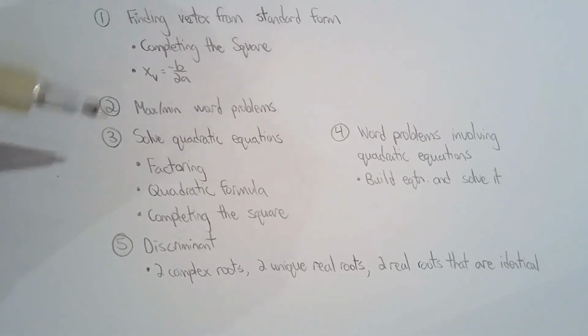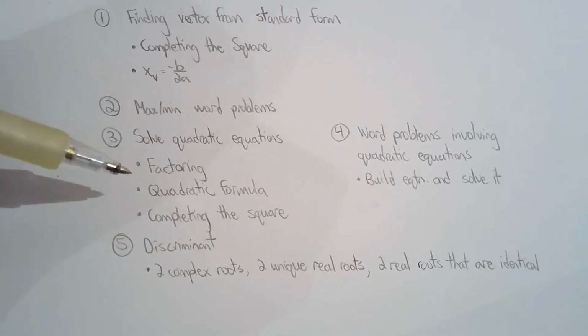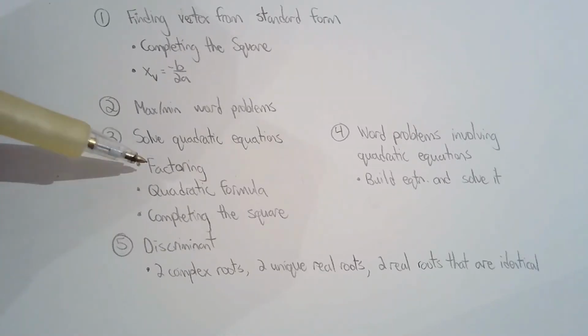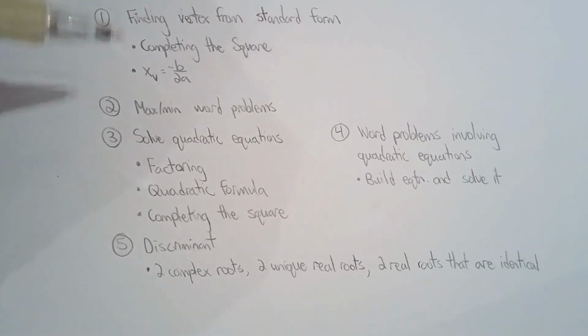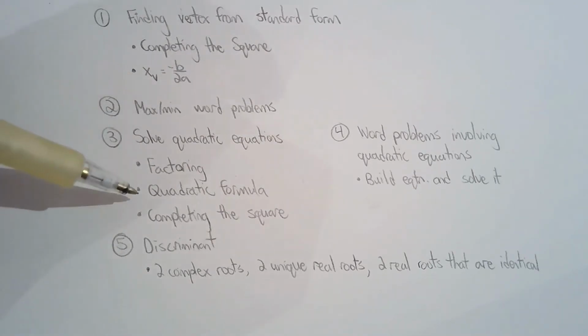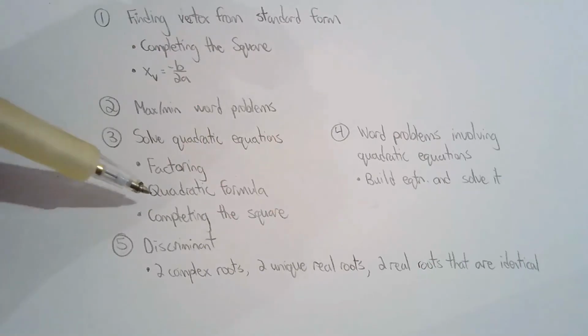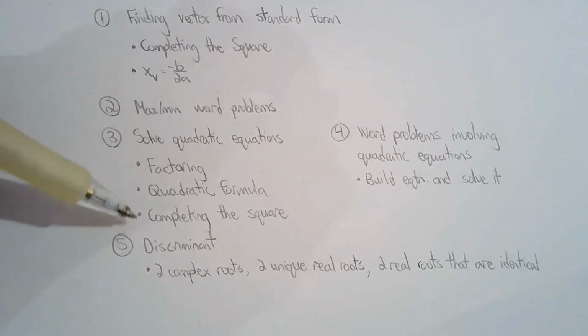The go-to method is always factoring, because it's the fastest. Factor, apply the zero product property, and that's going to give you the solution. The quadratic formula is not that long, but just writing the formula itself is tedious, so if you can avoid it, definitely avoid it. Of course, if you forget the quadratic formula and it's not factorable, then this is your last option. You have to be able to solve by completing the square.